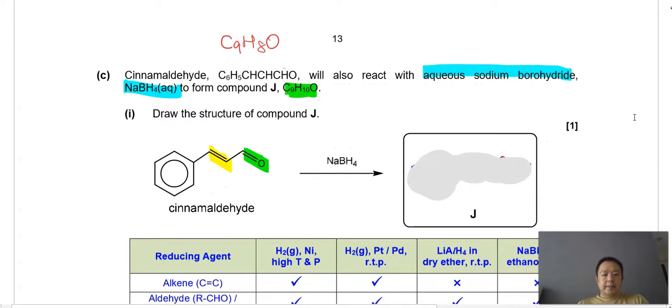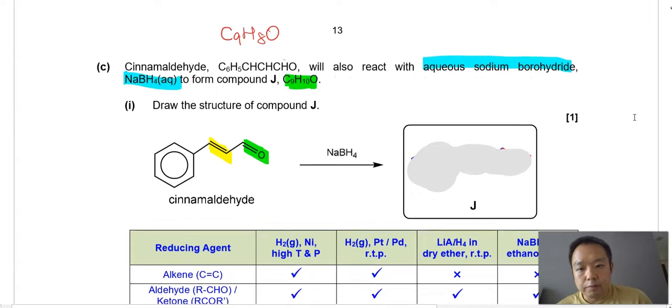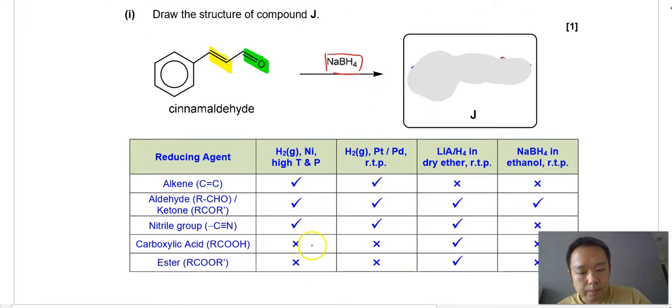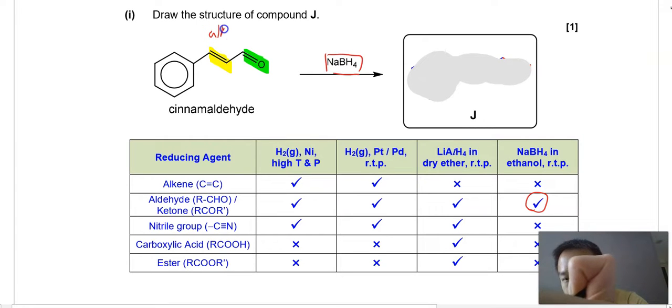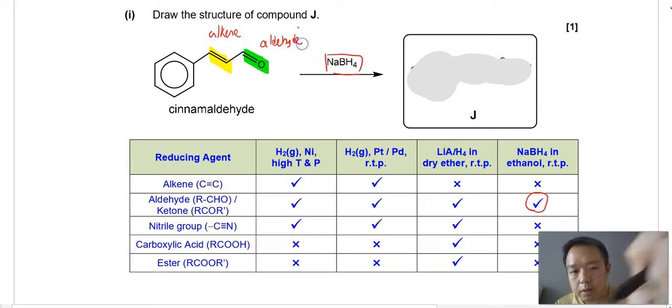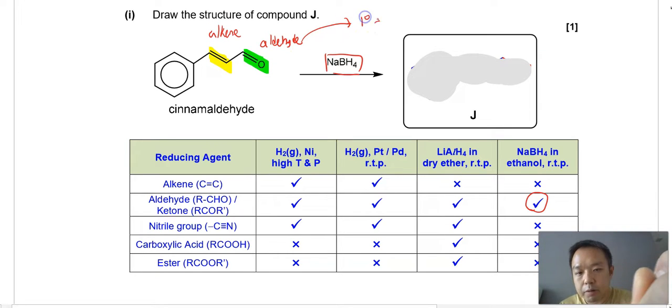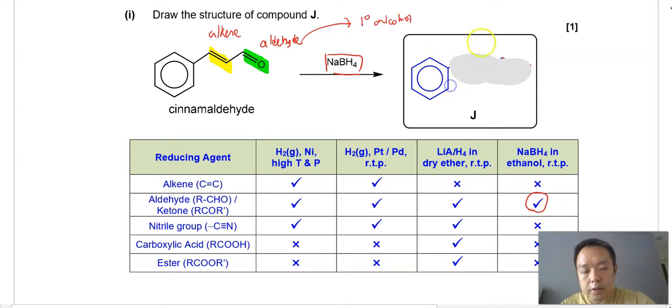Okay, then we move on to C, in which we have cinnamon aldehyde reacting with aqueous sodium borohydride to form J. So we know that sodium borohydride is a specific reducing agent to reduce your aldehydes and ketones. So in this case, the functional groups in cinnamon aldehyde are an alkene and an aldehyde. So quite obvious, your aldehyde, what will it be reduced to? It will be reduced to a primary alcohol. Okay, so primary alcohol is CH2OH.